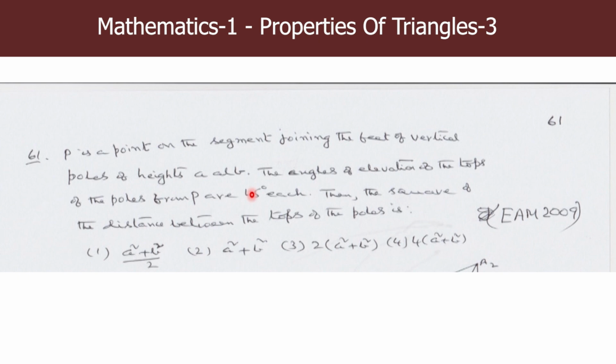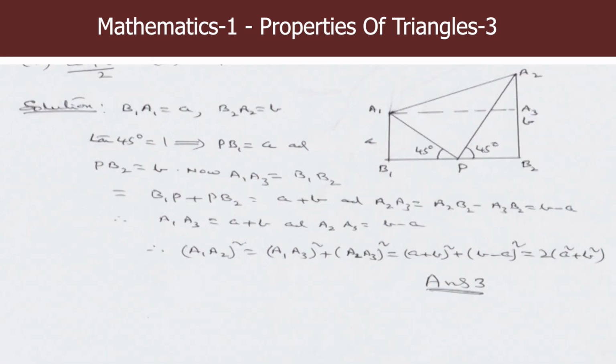Question 61. P is a point on the segment joining the feet of the vertical poles of length a and b. The angles of elevation of the tops of the poles from P are 45 degrees each. Then the square of the distance between the tops of the two poles is: 1) (a² + b²)/2, 2) a² + b², 3) 2(a² + b²), and 4) 4(a² − b²). See the diagram.